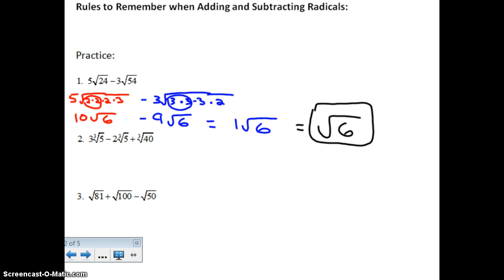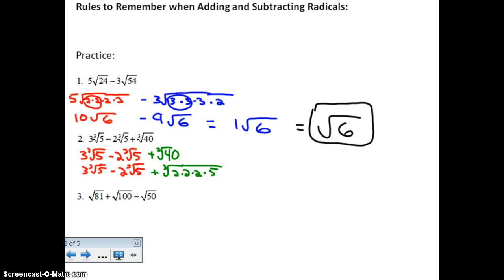Careful, look, the index has changed. So you have 3 times the cube root of 5 minus 2 times the cube root of 5 plus the cube root of 40. So all of our indexes are the same. Now we're going to break down what we can and combine like radicals. Go ahead and do it on your own, and I'll put the answer up with all the work shown in just a second. So the cube root of 40 is the only one we can simplify so far, so let's go ahead and do that.